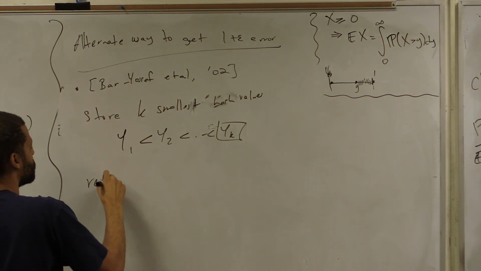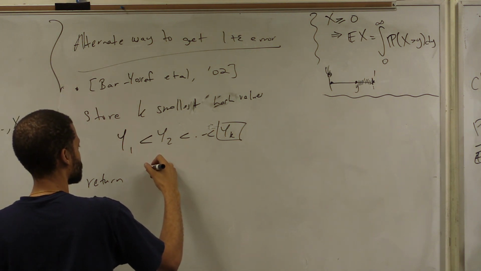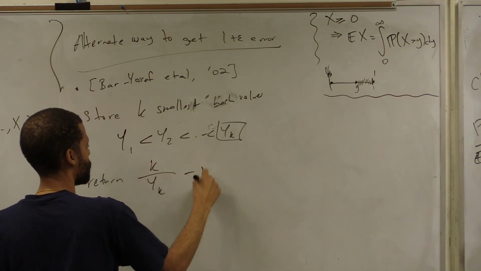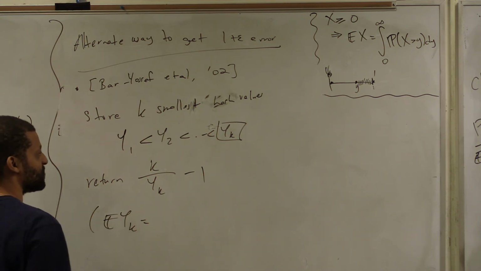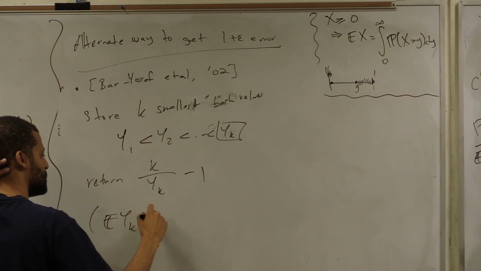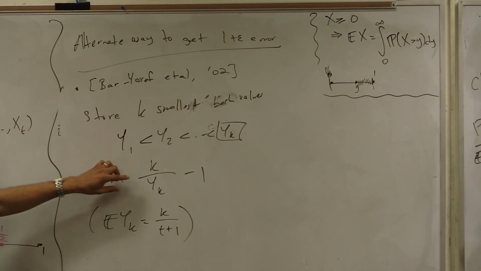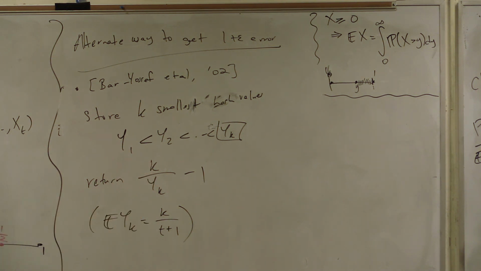And let's return k over yk minus 1. Basically, the expectation of yk, you can prove, is k over t plus 1. So I'll basically invert it, multiply by k to kill the k, and subtract 1. And this, they showed, can be de-randomized, can basically be implemented in a non-idealized way.